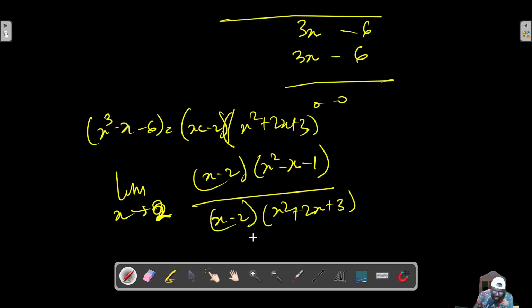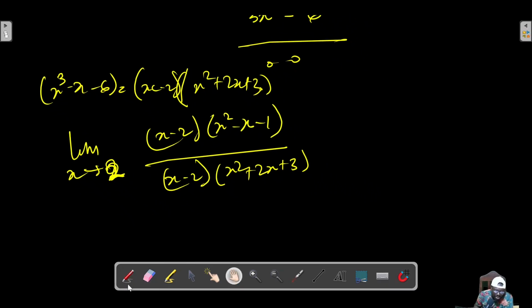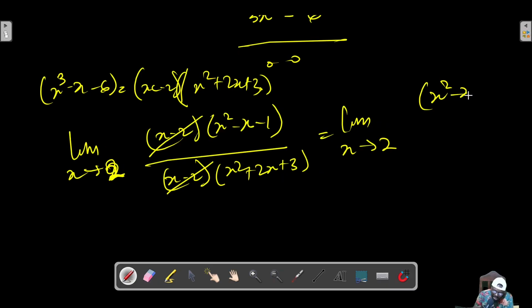So from here, the job is simple. This can cancel this out. What do we get now? Can we perform any more factorizations? No. So from here, we do our direct substitution. The resultant limit expression is the limit as x approaching 2 of x squared minus x minus 1 divided by x squared plus 2x plus 3.